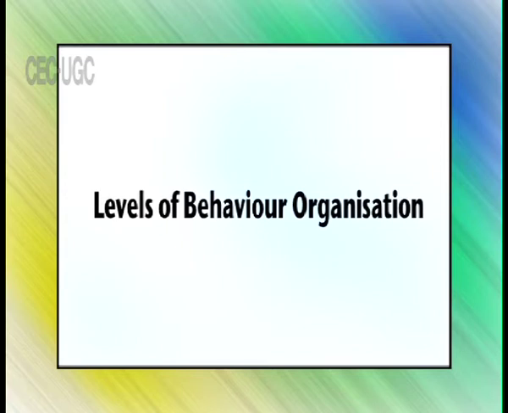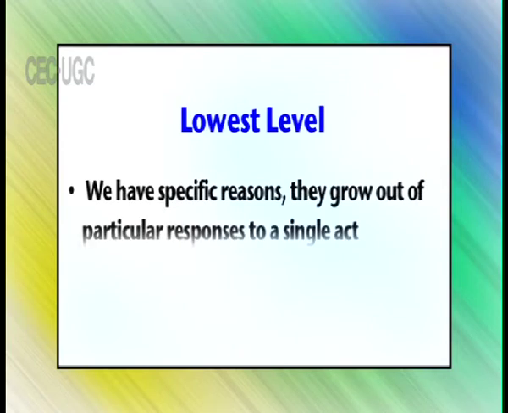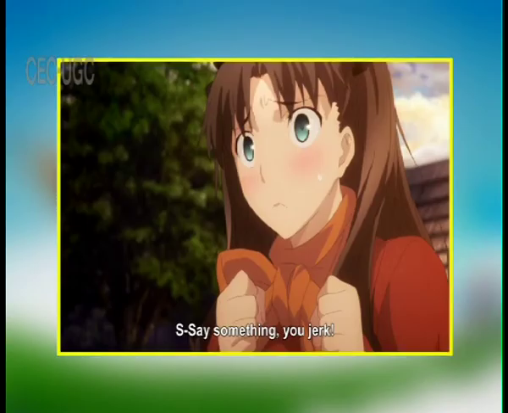Now, dear students, let us talk about the levels of behavior organization. We have 4 levels of behavior organization. At the lowest level, we have specific responses. They grow out of particular responses to a single act. For example, blushing is a specific response.